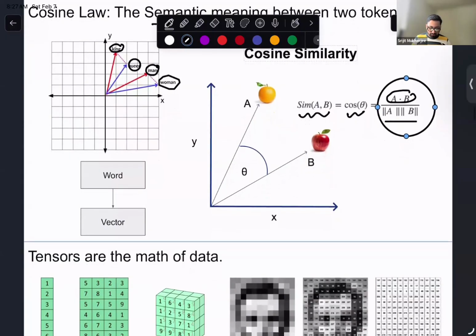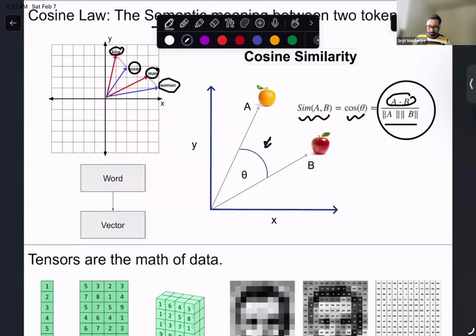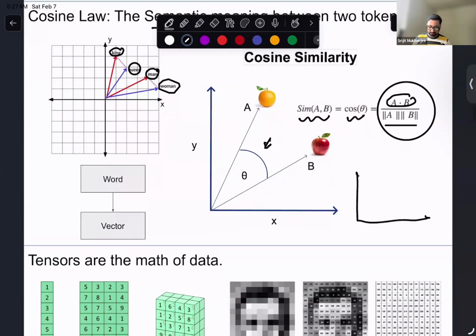And you know that if the angle is large, the cos theta, if you remember the graph of cos theta, it's this, right? So if the angle is large, the similarity value will decrease. And at this point, it becomes opposite. The angle becomes more than 90 degrees, so it's kind of opposite. So it's a perfect measure for similarity.